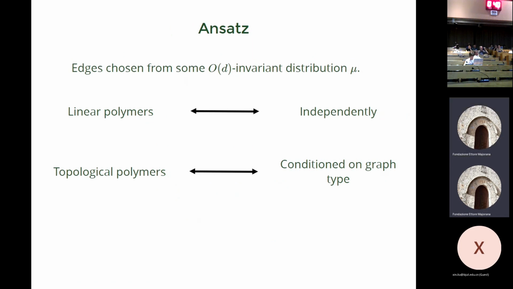All right, so here's this ansatz. We are going to have these edge distributions, and again, I'm going to require them to always be invariant under rotations, so spherically symmetric distributions. If I just have linear polymers, then great, I sample this distribution independently and concatenate them together, everything's fine. Not just linear: if I have trees, basically no cycles, everything's just going to be independent. But now if I have topological polymers, then somehow I need to condition on forming the actual graph that I want.